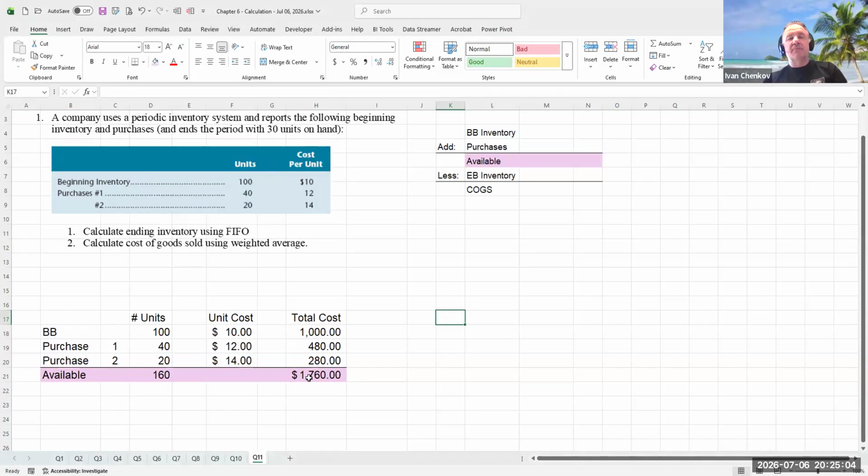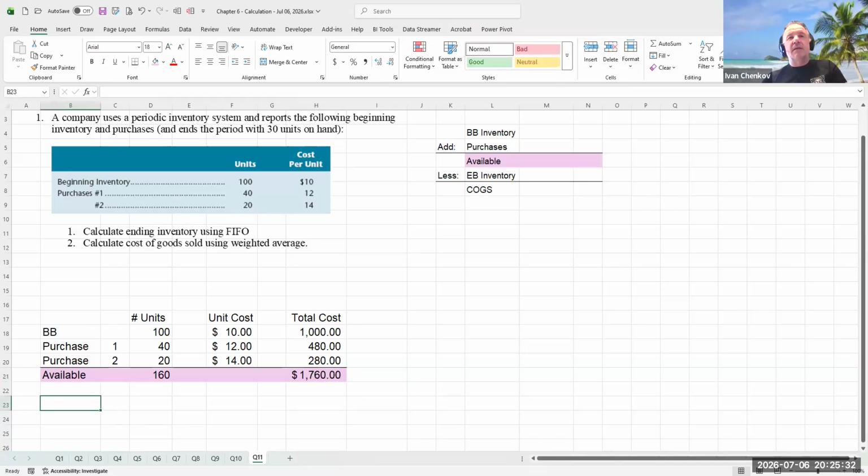So now what does that mean? That means that beginning balance and ending balance together is going to be equal to $1,760. It doesn't matter which method we're going to use. The beginning balance plus the cost of goods sold has to be equal to 1,760 because that's what we have available. From those we have to sell and something is going to stay.